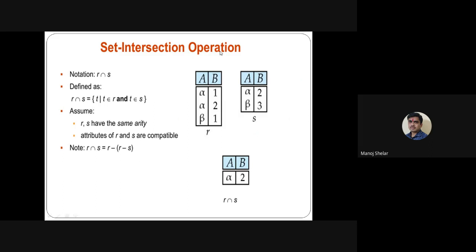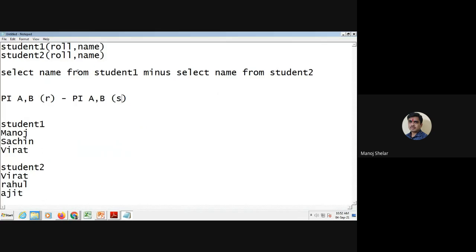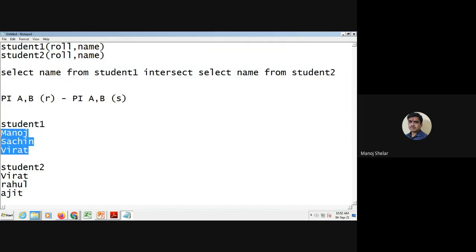Set intersection operation. I think all of you know intersection in normal SQL. So what is the normal query? Select name from student one, intersect keyword, intersect, select name from student two. This is a SQL query for the intersection operation. Student one has this record, student two has this record. Intersection means only common, so Virat is common. So the output of this query in SQL is Virat.